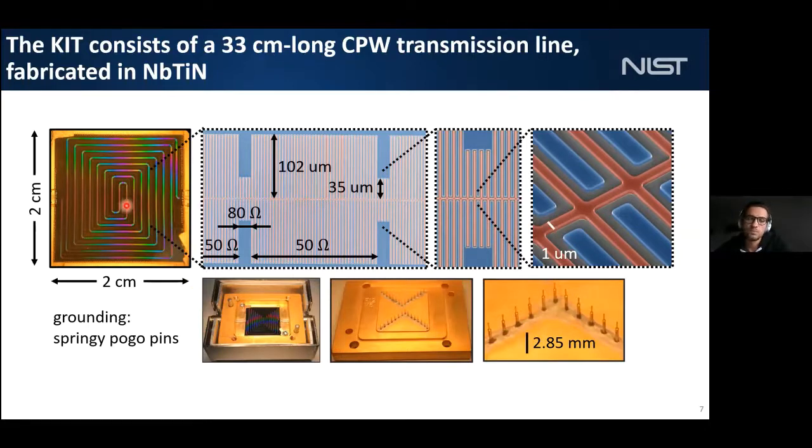Now, because we have a CPW, it's actually a bit tricky to correctly ground the chip, especially in the middle. And so that's why we did this trick where we put some springy pogo pins that you can see here that descend from the top of the packaging, and they contact the chip in between those line traces. The other advantage of using these pins is that it also helps thermalizing the chip.